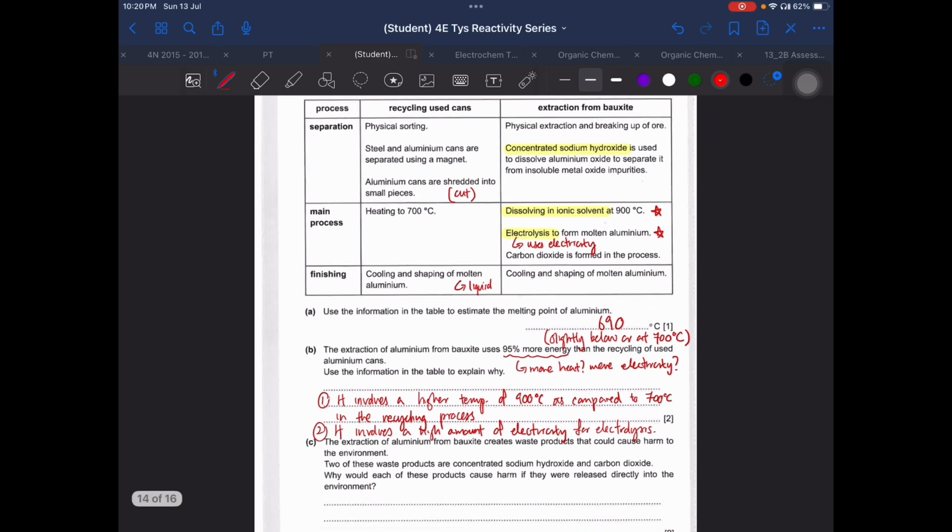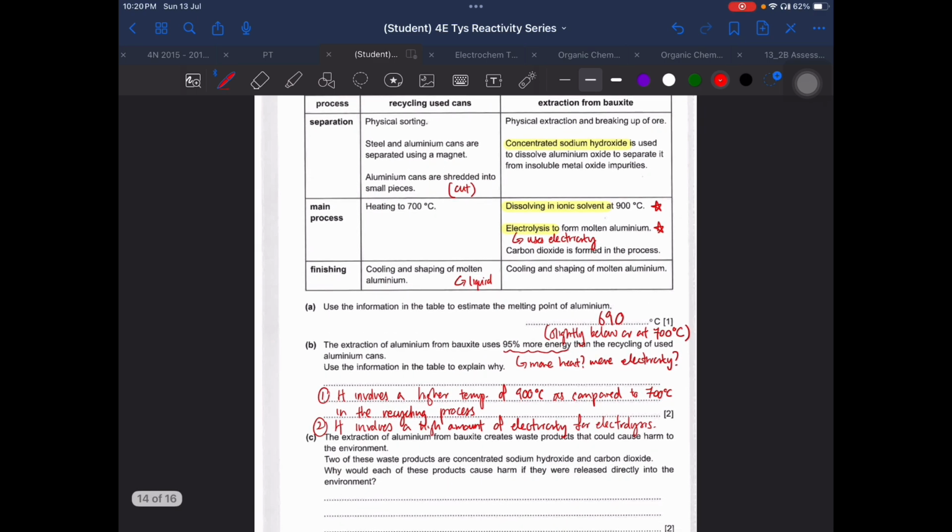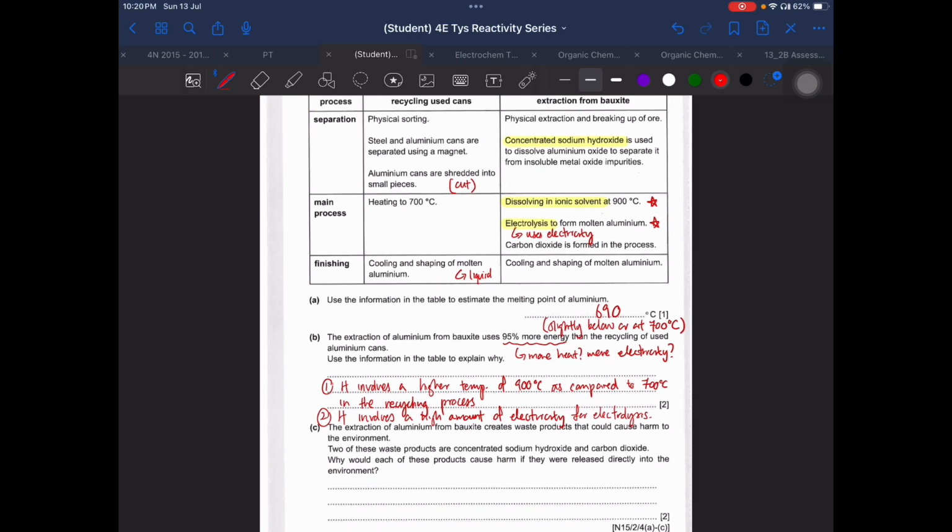Okay, so I hope that you can see that for database question, it's really about interpreting the information. You will not be able to learn all these things from the textbook or the notes, but it must be flexible to apply. Part C. The extraction of aluminum from bauxite creates waste products that could cause harm to the environment. Two of these waste products are concentrated sodium hydroxide and carbon dioxide. Why would each of these products cause harm if they were released directly into the atmosphere?